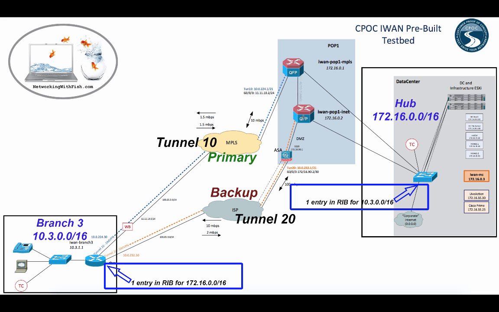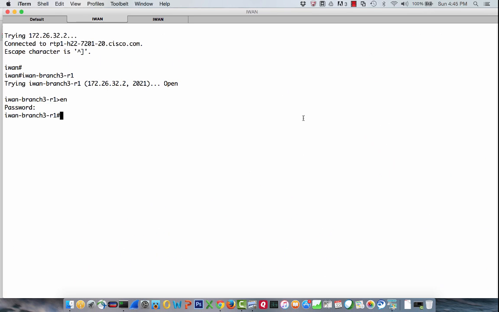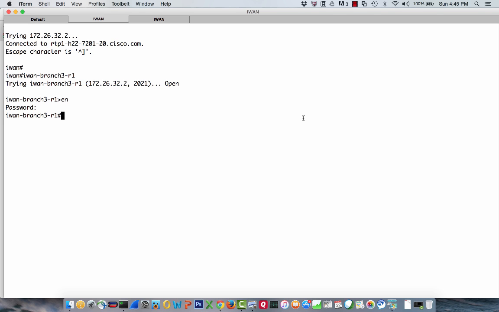The entry in branch 3 would be using the primary, so it would be pointing up to the other end of tunnel 10 and going over the MPLS link, and the core would actually be pointing up towards IWAN-POP1-MPLS, going out that way. Very typical that this is how people have this set up. So let's go ahead and look at that right now. We'll look in branch 3 and do a show ip route.